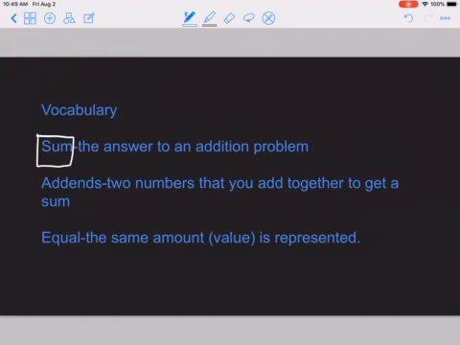Another word that is important is add-ins. And add-ins are two numbers that you add together to get a sum. So if I have 1 plus 2, 1 and 2 are my add-ins because those are the numbers we're adding together to find our sum. So what would the sum be in this case? 1 plus 2, well, we know that that is equal to 3.